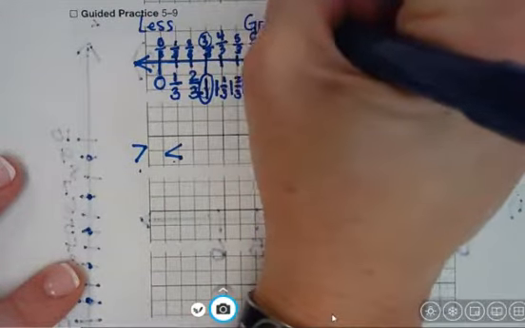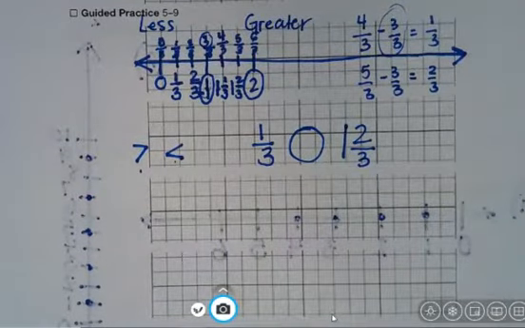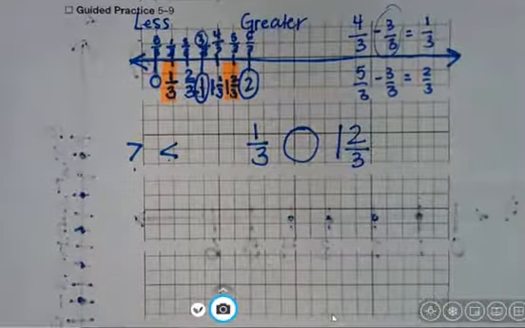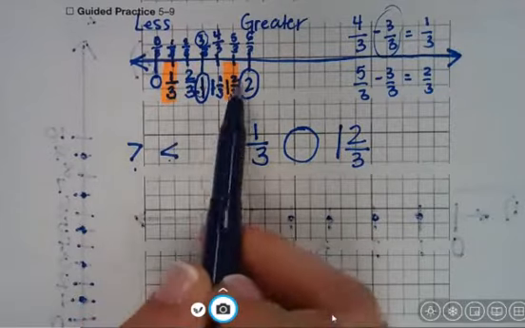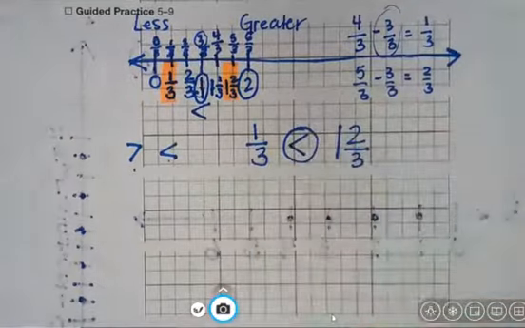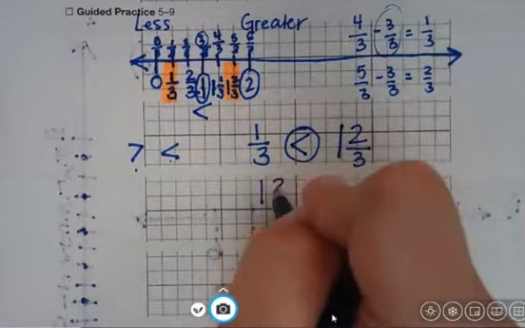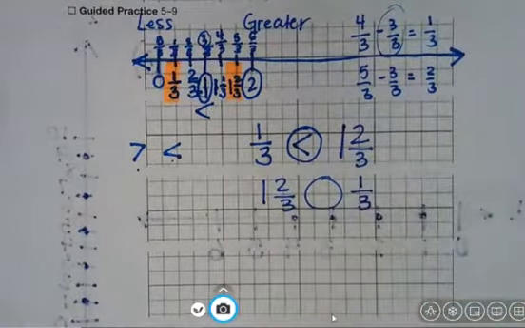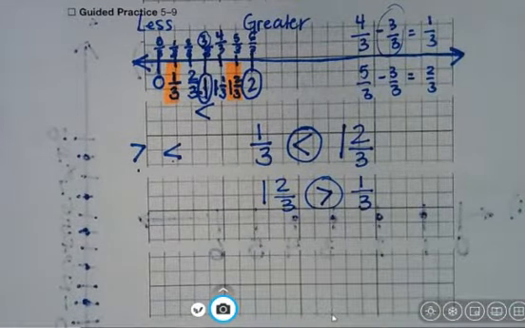So it's less when it's further to the left, and it would be greater when it's further to the right. Okay, so if I look at my number line there, and I take, here's 1 third, and here's 1 and 2 thirds, and I say, well, 1 third is further to the left, that means it's less than 1 and 2 thirds. So I would fill that in with a less than symbol. If it was flip-flopped and I had 1 and 2 thirds is greater or less than 1 third, I would have to say that 1 and 2 thirds is greater than 1 third.